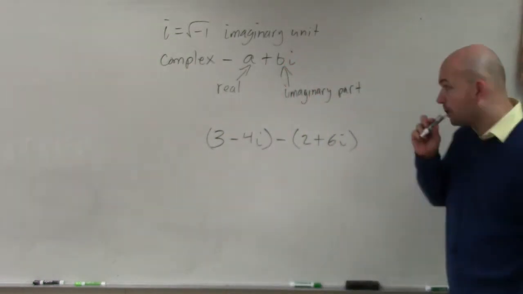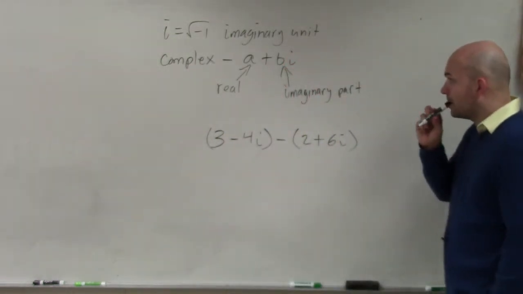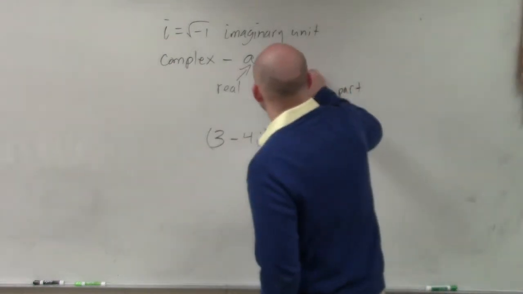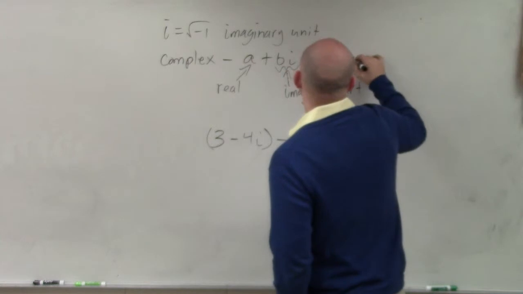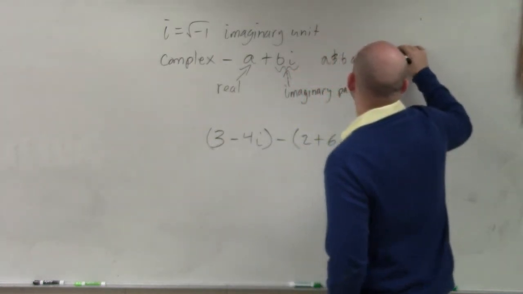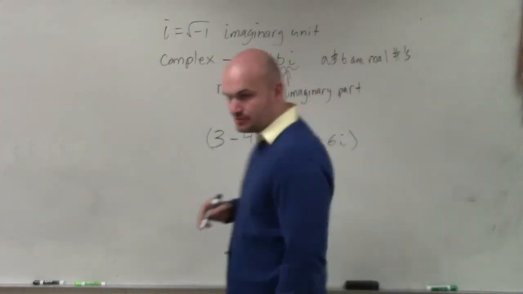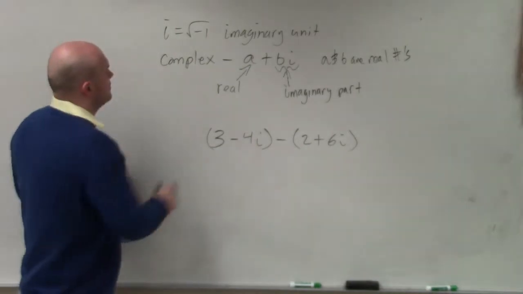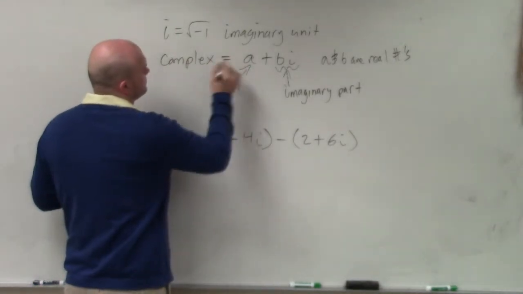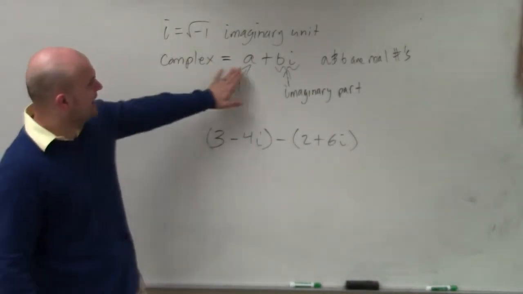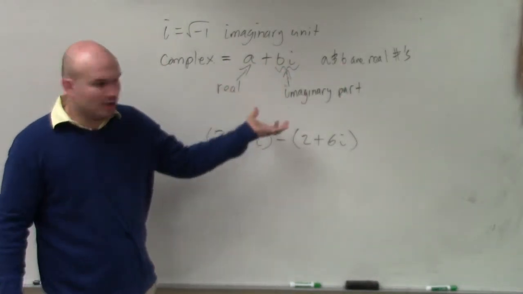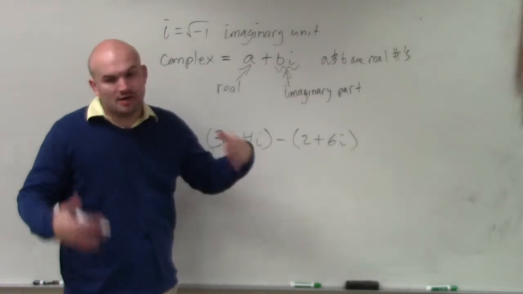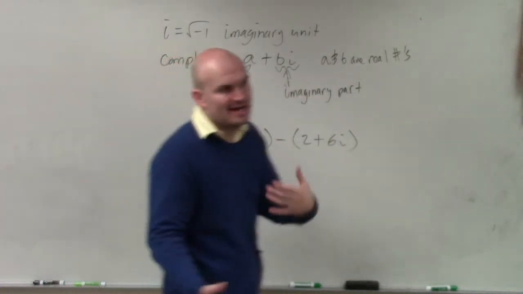Is the b and i the imaginary part or just one of them? The whole part. Okay. But obviously, a and b are real numbers. A complex number is basically a plus bi, where a and b are real numbers, and a is what we call our real portion, and bi is what we call our imaginary portion, our imaginary part.